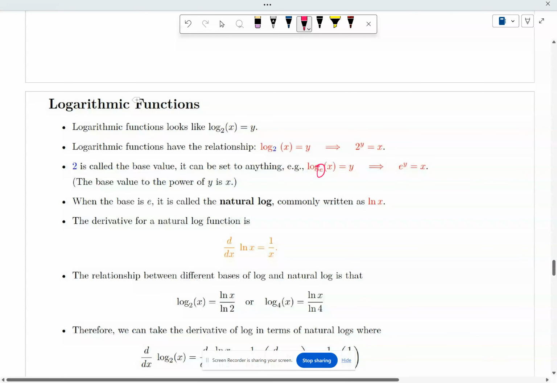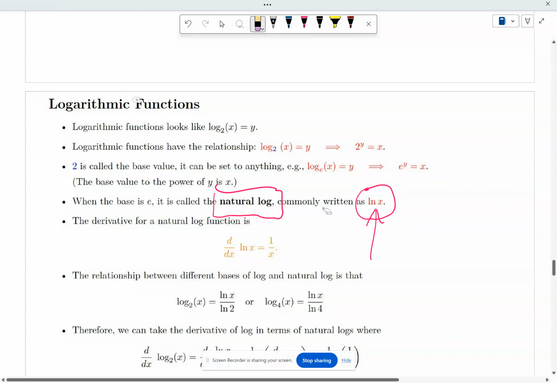So what it's saying is e to the power of y is equal to x. Therefore, given e and given x, what power do you need to achieve this equivalence? That's what taking a log means: you're trying to find this power. When the base happens to be e, instead of 2, then it has a special name called a natural log. And it's commonly written, instead of log, as ln.